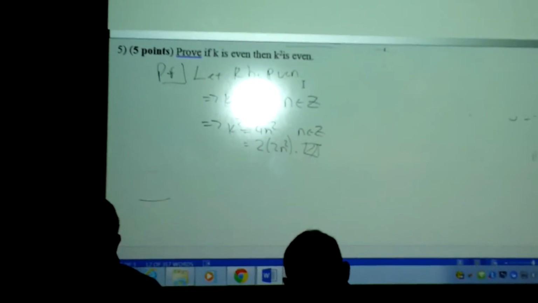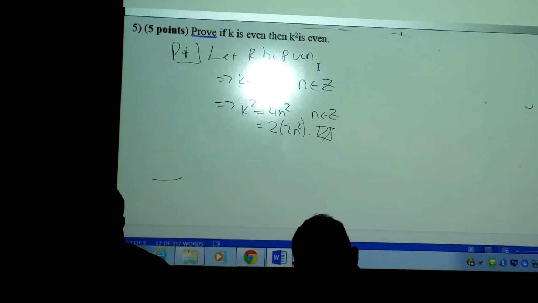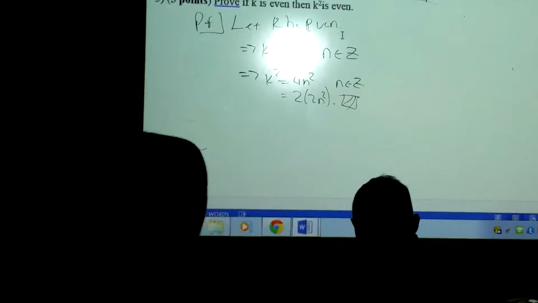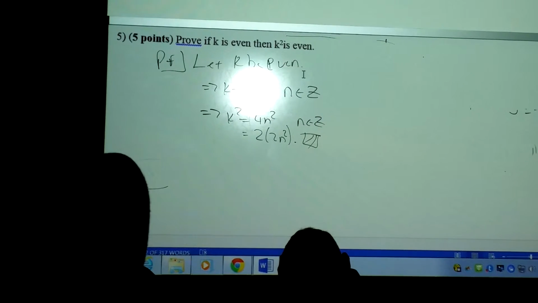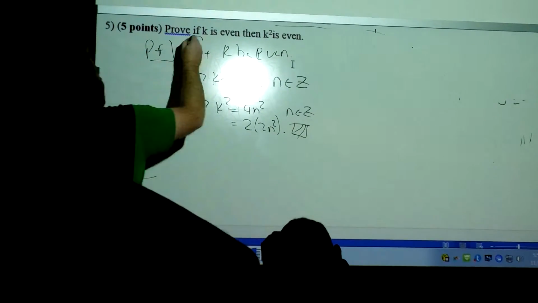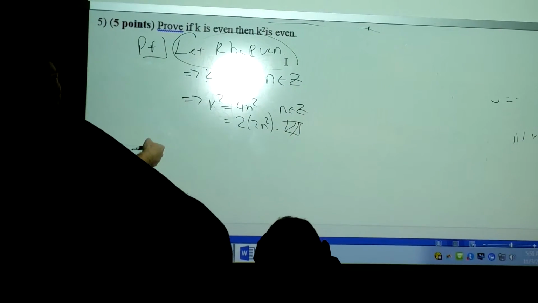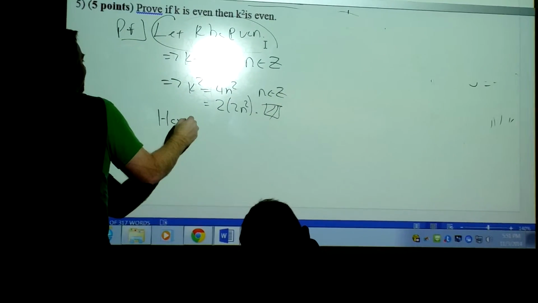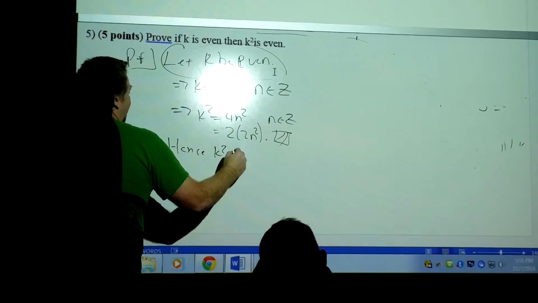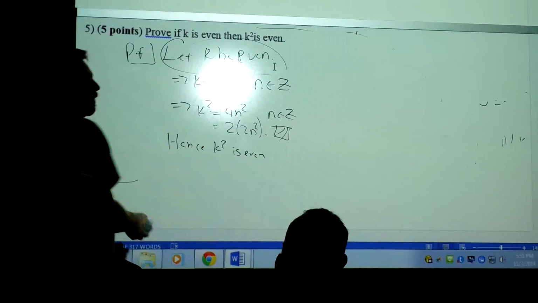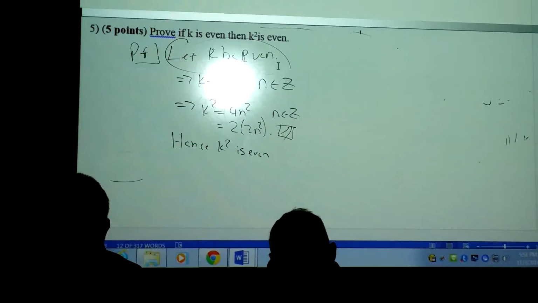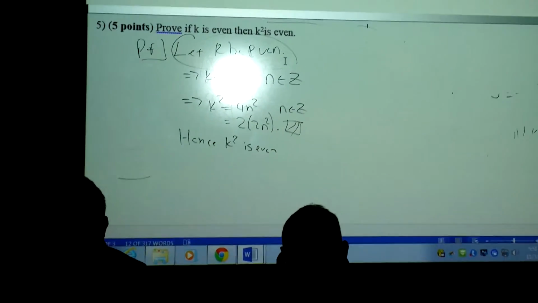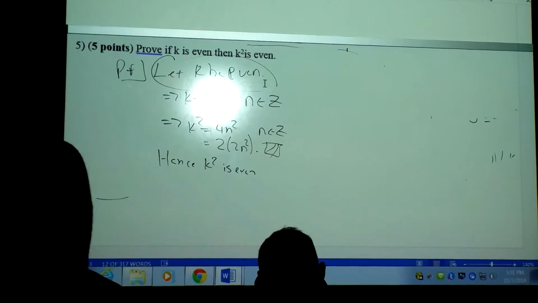Again, with the proofs, do what you can. So let k be even, so you know what you're going to do. And what would the very last line be if you're trying to figure out where you're going? Hence k squared is even. So even if you don't know how to do the proof, you can write the model of the proof. You know exactly what you've got to do, and you get some points there. Any point here and there helps.